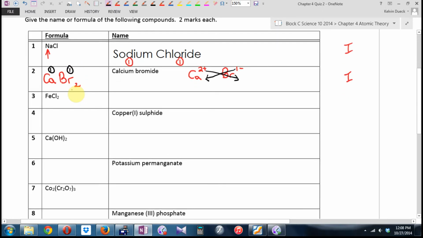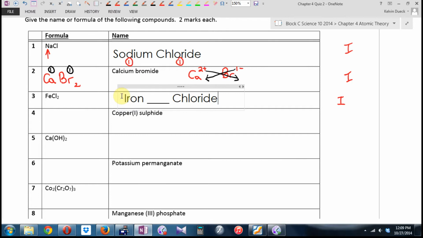FeCl2. Ionic or covalent? Ionic. I go find iron and, oh, multivalent. So now I'm going to be bringing out the Roman numerals. It's going to be iron something chloride. I need to figure out which charge. And how do I do that? I'm going to reverse crisscross. I'll show you what I mean.